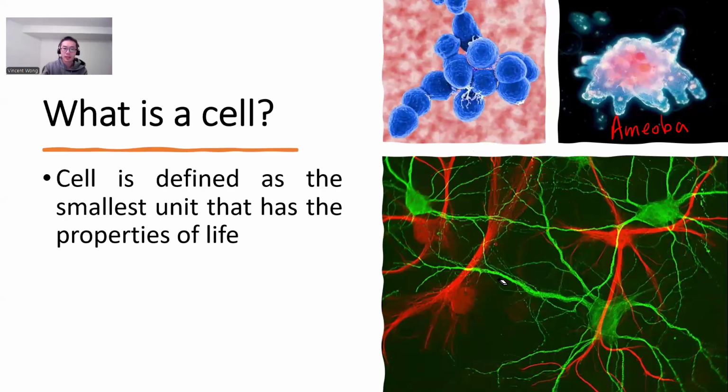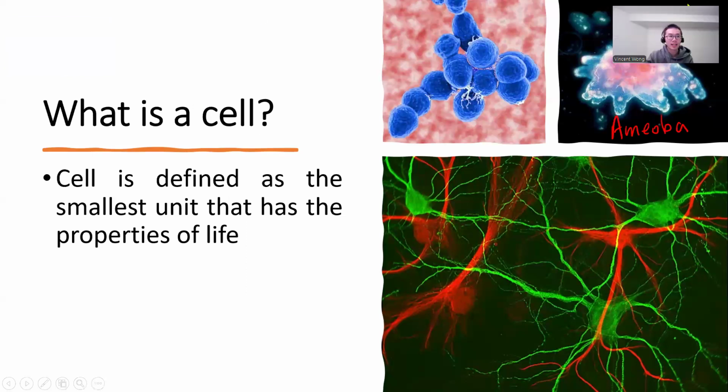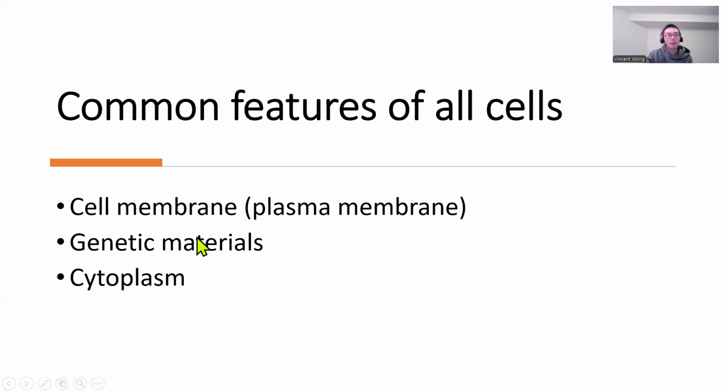What about this? Anybody know what this picture is showing? What are these things? Neurons, nerve cells. That's right, these are neurons. These are brain cells. So you see the brain cells here, they make connections with other brain cells. And so they look very different compared to the amoeba and compared to the bacteria. Even though cells look very different, depending on where you find them, depending on what organism they are part of, they all share some common features.